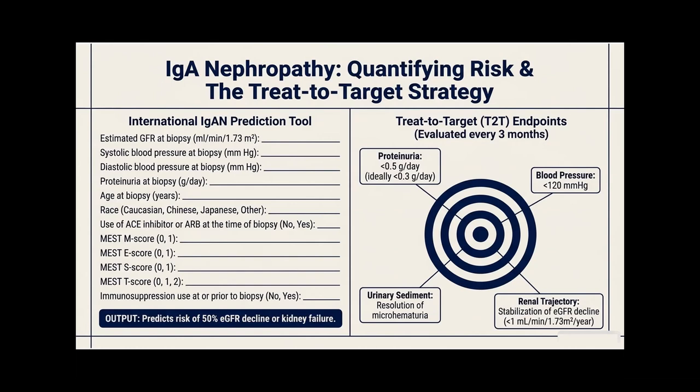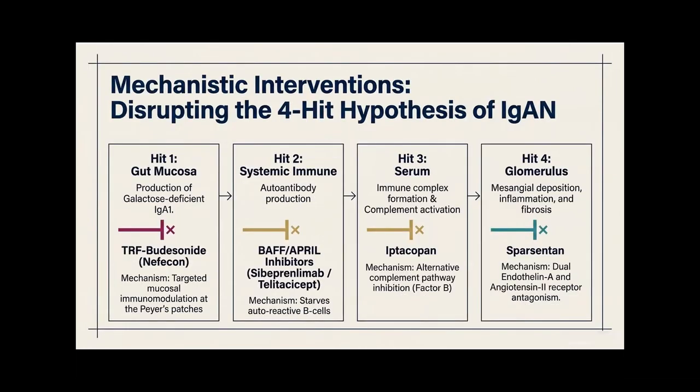Then you have to treat to target endpoints. What should I do? Proteinuria should be controlled to less than 0.5 grams. Blood pressure less than 120. Urinary sediment should resolve. And renal trajectory: stabilization of the eGFR. So proteinuria, blood pressure, urinary sediment, and then stabilizing the eGFR. These are the 4 treatment targets.